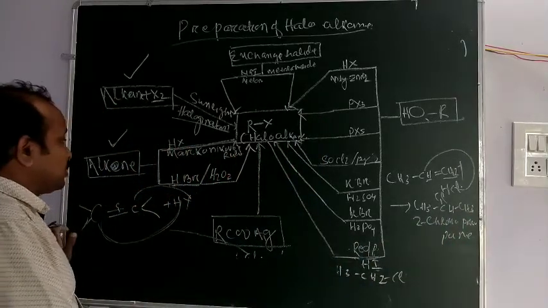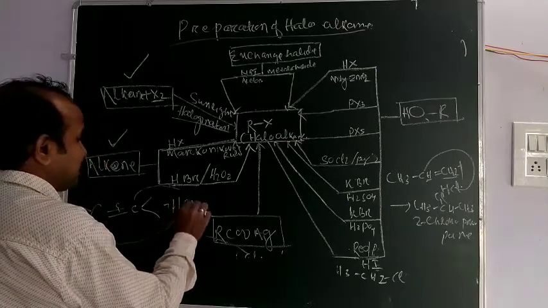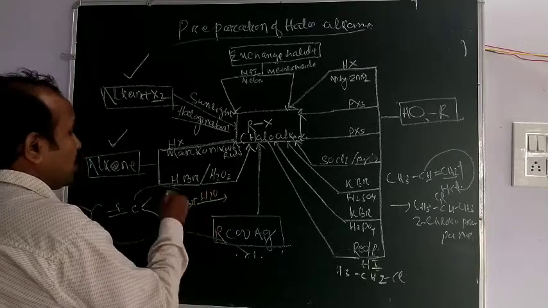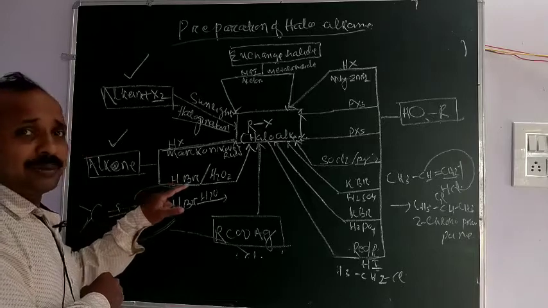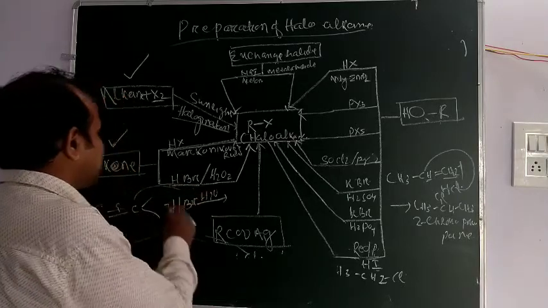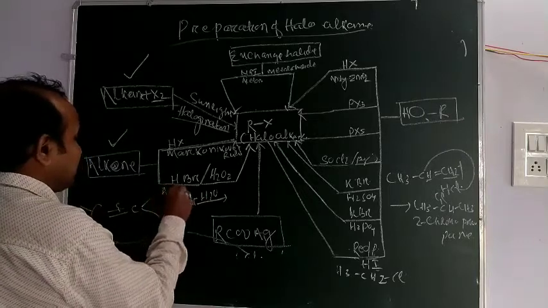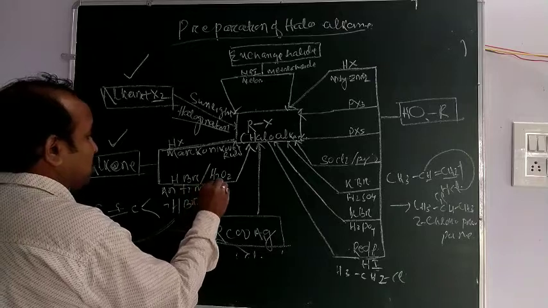Okay, then if it reacts with HBr in presence of H2O2 or any peroxide, then it gives the anti-Markovnikov's rule product. This is anti-Markovnikov's rule.